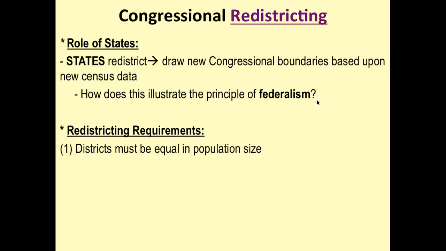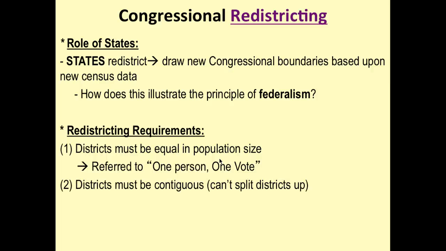Some of the main requirements that the states have to follow, we mentioned this earlier. The districts have to be relatively equal in population size. This is referred to as the principle of one person, one vote, as the case Baker v. Carr explained. The districts have to be contiguous, meaning they can't be split up. You can't have little islands of District 2 in the north part of the state and then District 2 in the southern part of the state. Nope, they have to be contiguous. And the third requirement, the districts are supposed to be "compact," and you'll notice how I put that in quotes because as you'll see, I don't know if districts are always compact.